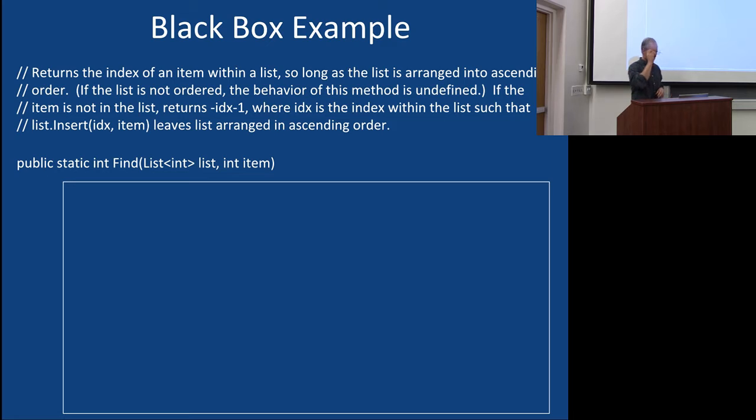So we talked about this, I guess. Let's think about a black box test of a find method that does a binary search, essentially. What would it take to cover the specification here? What kind of test would you write?